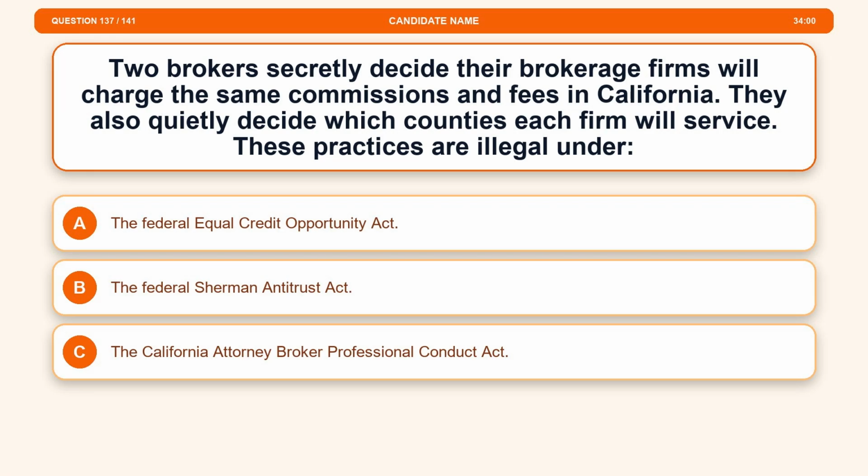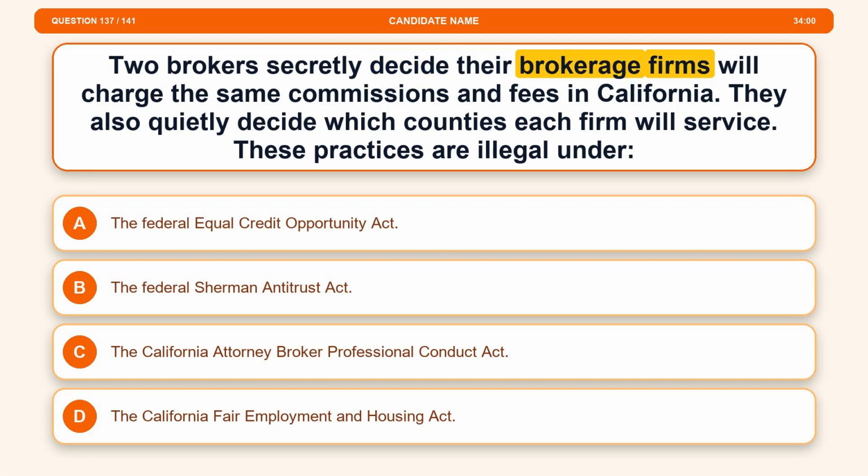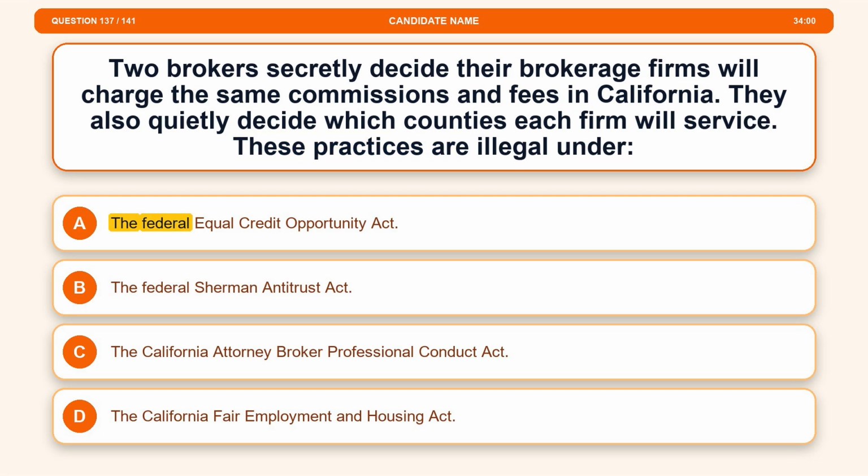Question 137. Two brokers secretly decide their brokerage firms will charge the same commissions and fees in California. They also quietly decide which counties each firm will service. These practices are illegal under Option A, the Federal Equal Credit Opportunity Act. Option B, the Federal Sherman Antitrust Act. Option C, the California Attorney Broker Professional Conduct Act. Option D, the California Fair Employment and Housing Act.